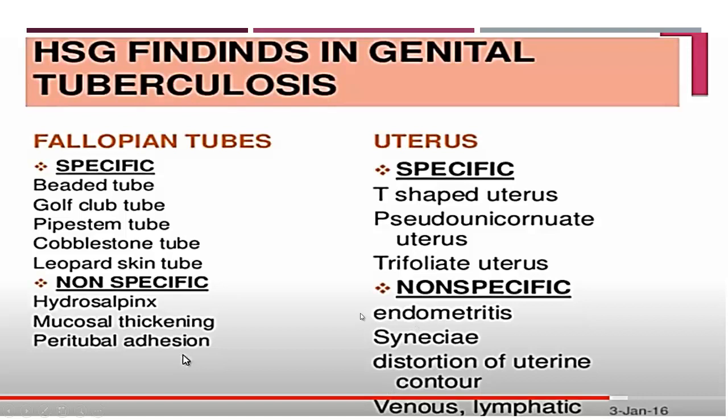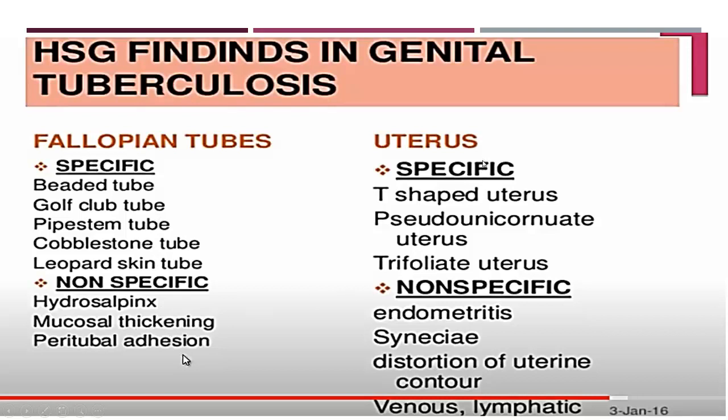Then we come to TB, which, although rare, has specific findings on hysterosalpingography. Affection of the fallopian tubes by TB can show either specific or non-specific findings. The specific findings are the presence of a beaded fallopian tube, golf club tube, pipe stem tube, as seen in the last slide, cobblestone tube, and leopard skin tube, which is the cobblestone appearance. Non-specific findings are adhesions, hydrosalpinx, mucosal thickening, and peritubal adhesions.